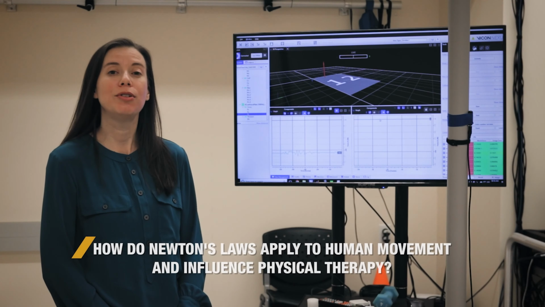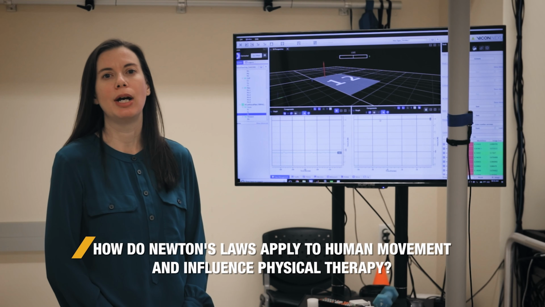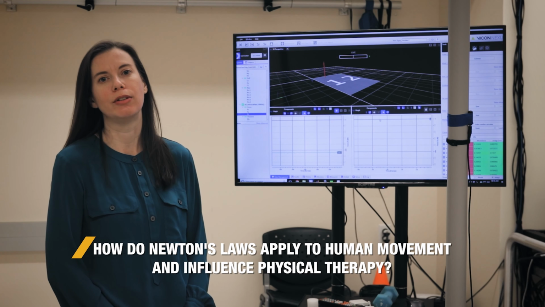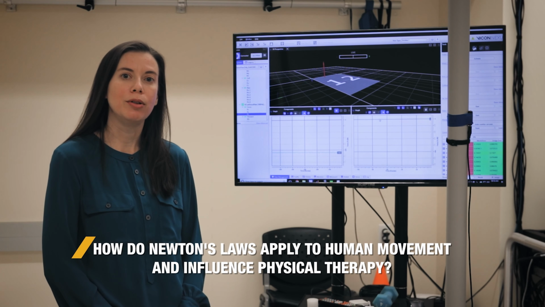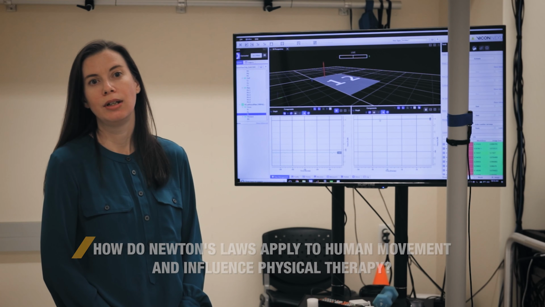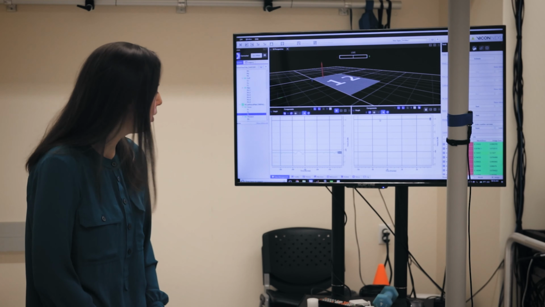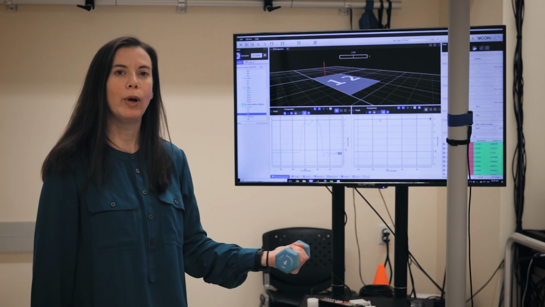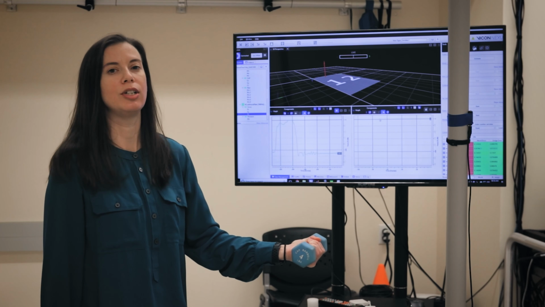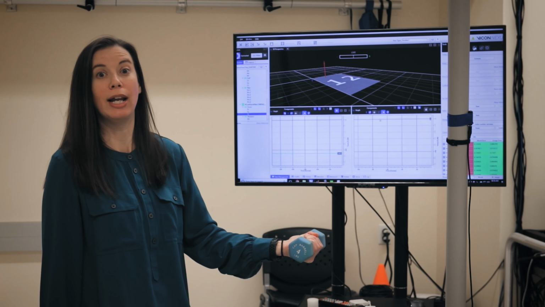All right, now that I've introduced to you what Newton's 3 laws are, let's talk a little bit about how those might apply to human movement and influence physical therapy. So, as I mentioned, forces are what produce movement. As a human, our forces generally come from our muscles. So for example, if I were to try to hold this weight here in this position, remember gravity is acting down on it, and so that's what makes this weight heavy.